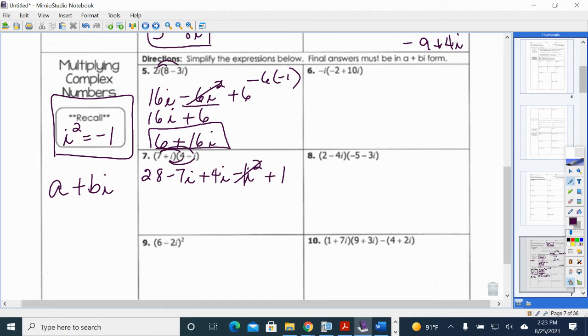Now we can combine, back to number 7, our like parts. Real parts first. 28 plus 1 is 29. Imaginary parts next. Negative 7i plus 4i is a negative 3i.